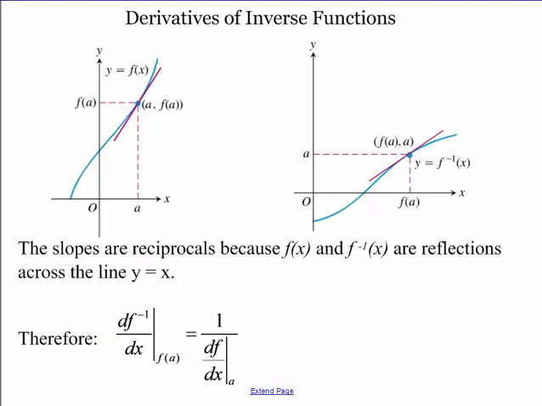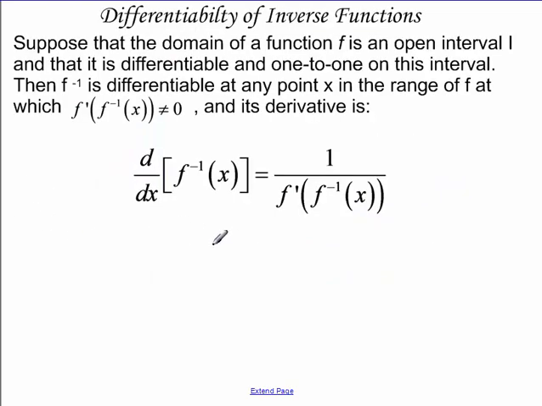Okay, derivatives of inverse functions. Since the slopes are reciprocals, because your original and your inverse are reflections across the line y equals x, therefore the derivative of the inverse at f of a is 1 over the derivative of my original function evaluated at a. And this is that formula that I gave to us earlier. Suppose that the domain of a function is an open interval, and that f is differentiable and 1-to-1 on this interval, and I'll talk about how we can tell 1-to-1 in a minute.